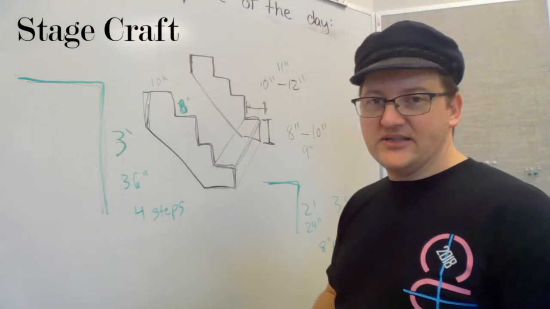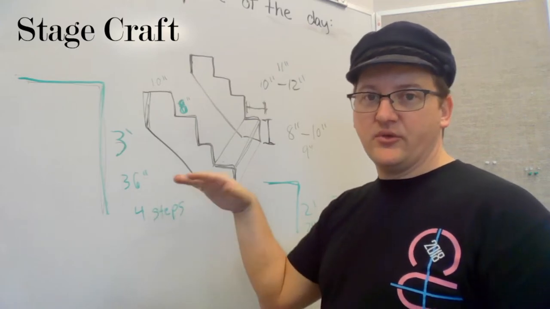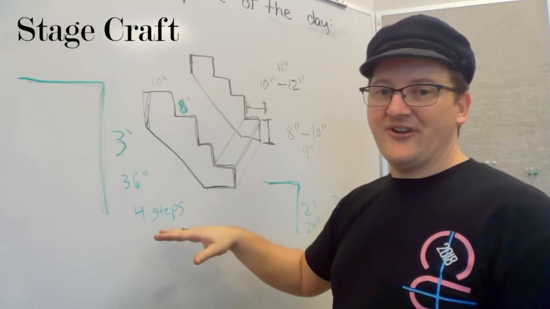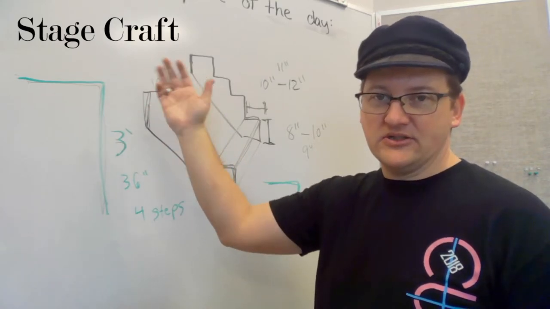I'm hoping that this makes sense. For a 3-foot platform, if we need a step unit to go onto a 3-foot platform, we could divide that evenly into 4 9-inch steps. That would be 36 inches.